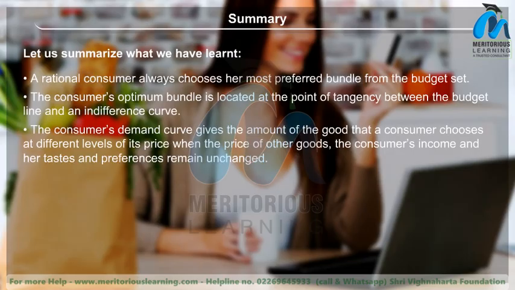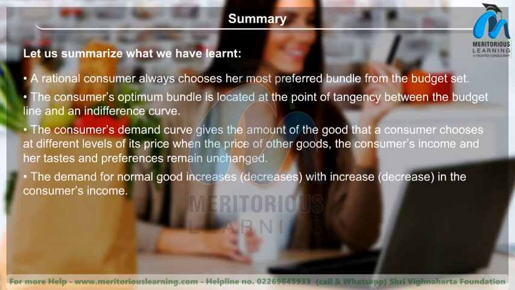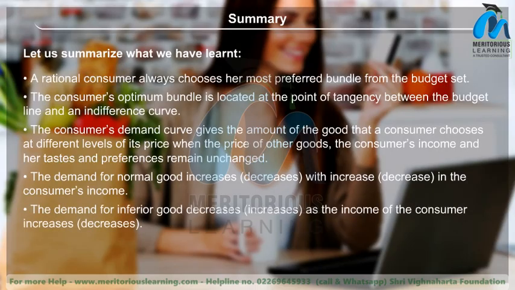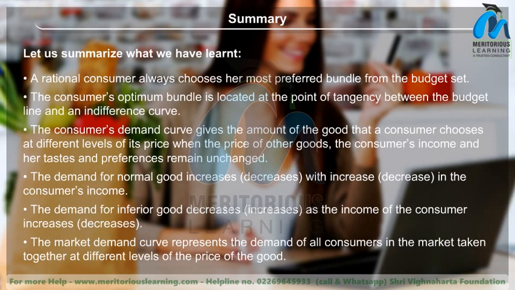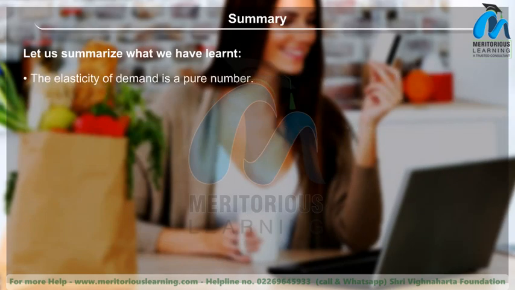The consumer's demand curve gives the amount of the good that a consumer chooses at different levels of its price, when the price of other goods, the consumer's income and her tastes and preferences remain unchanged. The demand for a normal good increases, decreases, with increase, decrease in the consumer's income. The demand for an inferior good decreases, increases, as the income of the consumer increases, decreases. The market demand curve represents the demand of all consumers in the market taken together at different levels of the price of the good. The elasticity of demand is a pure number.